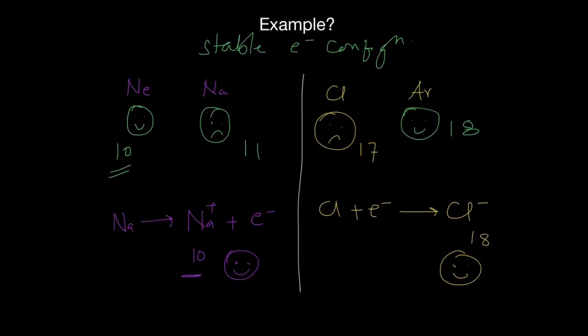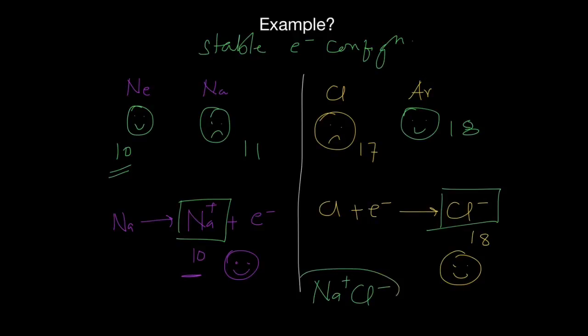But something else happened over here. Now we have a positive charged cation as well as an anion. And what happens when there is a cation and an anion? They attract each other and form an ionic bond. So what we get is Na+, Cl-, and they stay together.